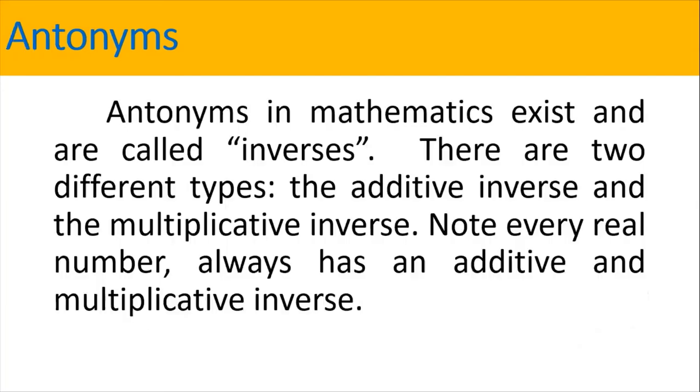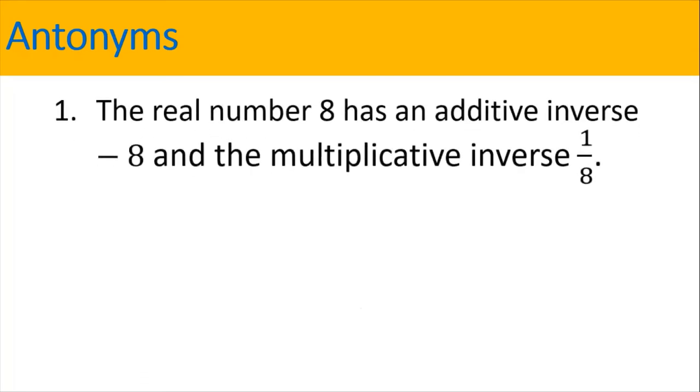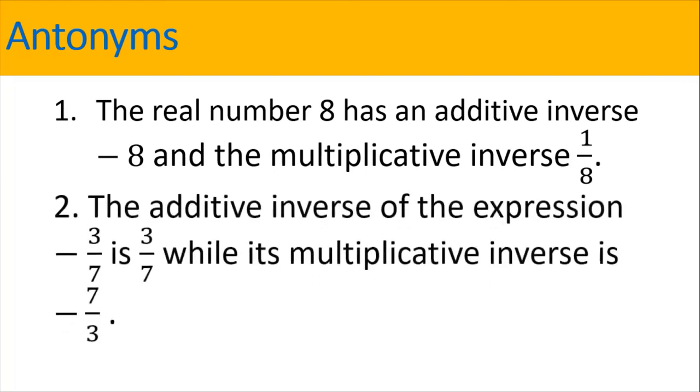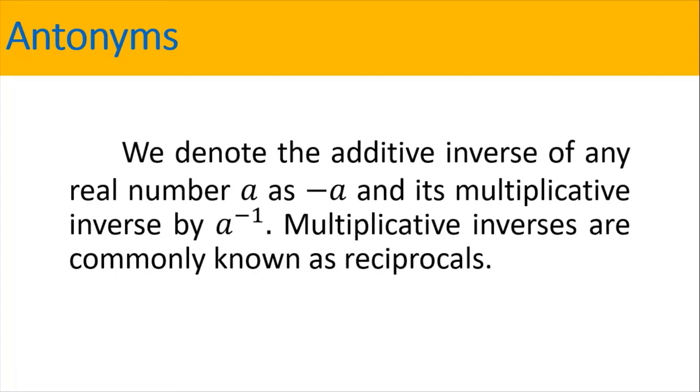Antonyms in mathematics exist and are called inverses. There are two different types, the additive inverse and the multiplicative inverse. Note, every real number always has an additive and multiplicative inverse. The real number 8 has an additive inverse, which is -8, and its multiplicative inverse is 1 over 8. The additive inverse of the expression -3 over 7 is positive 3 over 7, while its multiplicative inverse is -7 over 3. We denote the additive inverse of any real number a as -a and its multiplicative inverse by a to the -1. Multiplicative inverses are commonly known as reciprocals.